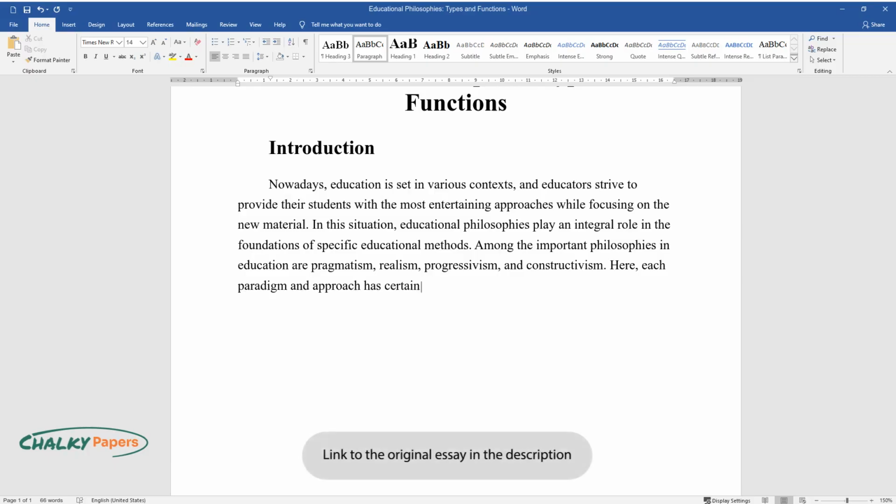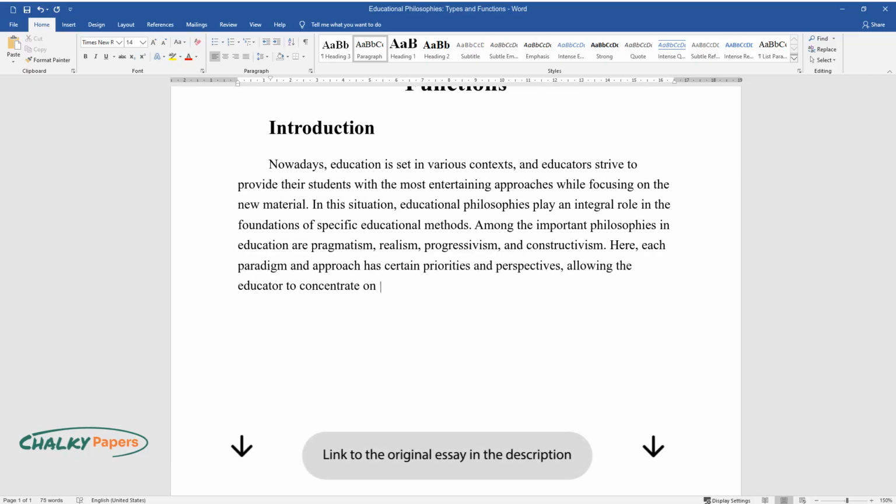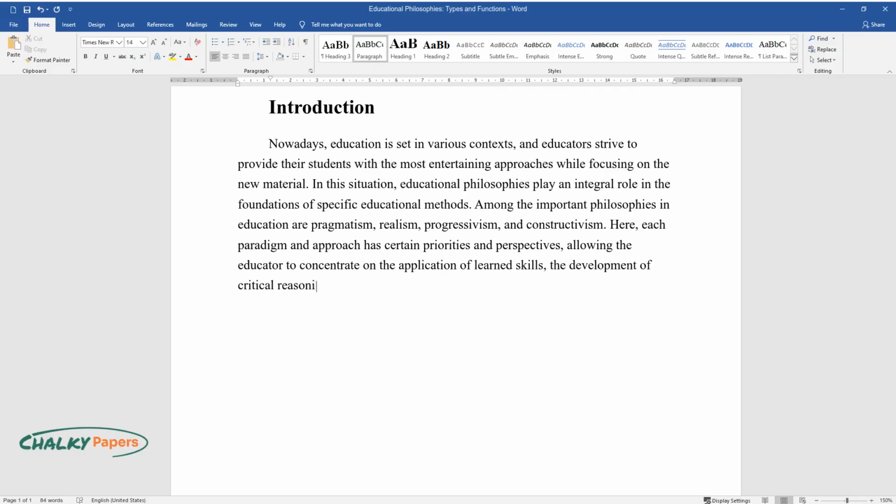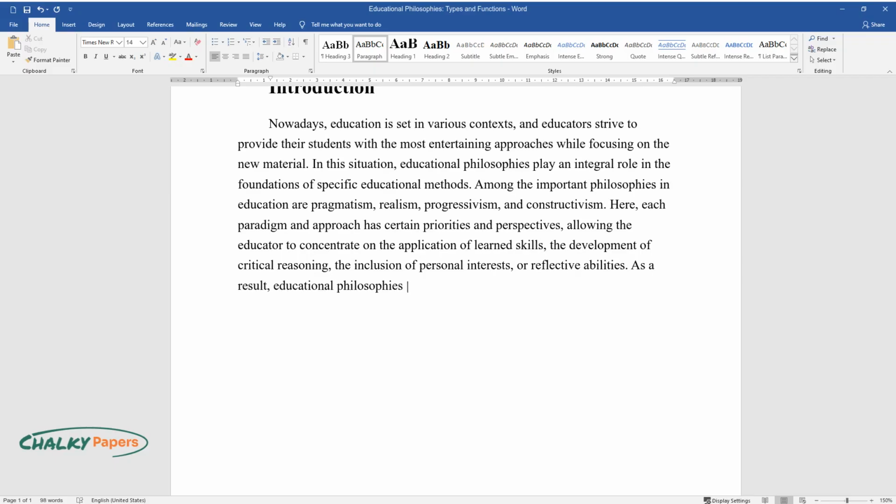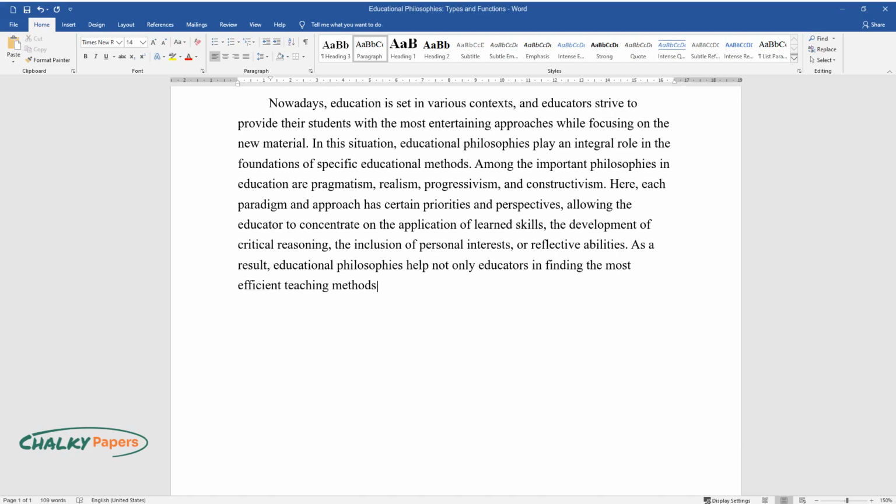Here, each paradigm and approach has certain priorities and perspectives, allowing the educator to concentrate on the application of learned skills, the development of critical reasoning, the inclusion of personal interests, or reflective abilities. As a result, educational philosophies help not only educators in finding the most efficient teaching methods but also develop certain abilities in students.